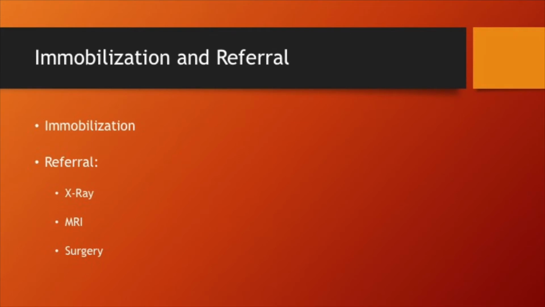For referrals, you may want to refer for an X-ray or MRI to make sure there is nothing else wrong, such as broken bones or torn tendons or ligaments. In some severe cases, surgery may be needed to repair ligaments and other structures in the elbow.